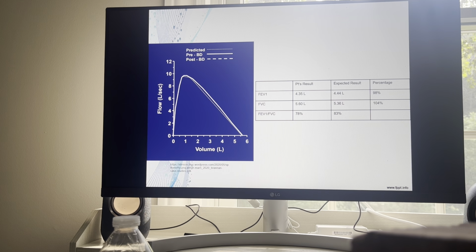We don't see tall, narrow, peakness to it. So it doesn't look like restricted. Is the FEV1 FVC ratio less than 70%? No, it's not. He's at 78%. Is his FVC less than 80? No, he's at 104%. So based on these spirometry results, the patient has neither obstructed nor restricted lung disease.